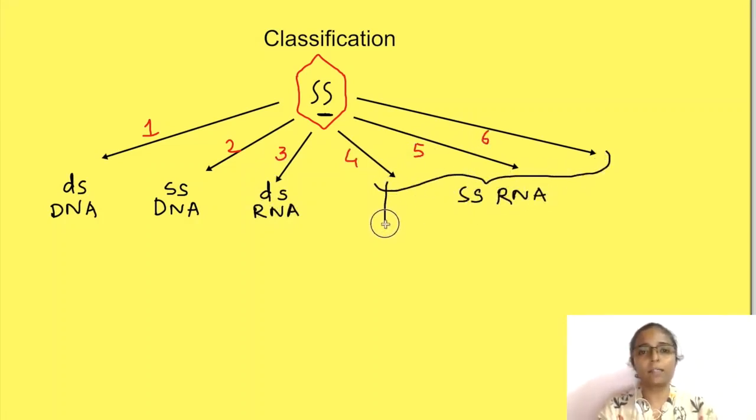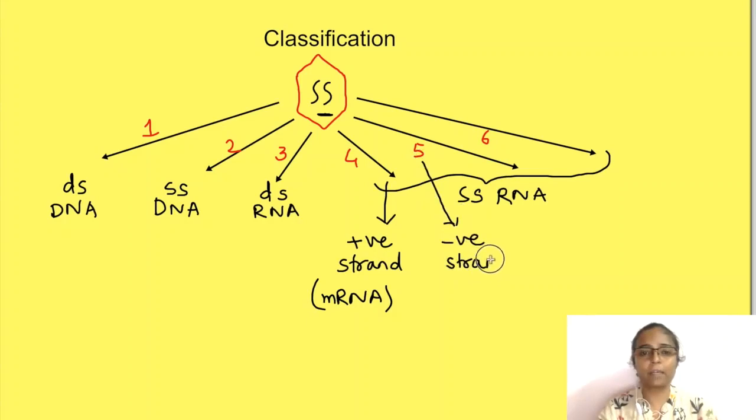In the fourth class, single-stranded RNA viruses have positive strand RNA. That is, RNA the same as that of mRNA, which can be directly translated into proteins. While in the fifth class, the single-stranded RNA has opposite polarity to that of mRNA. So, these RNAs need to be first converted to positive sense RNA, which can then be translated to proteins. It is not direct translation.